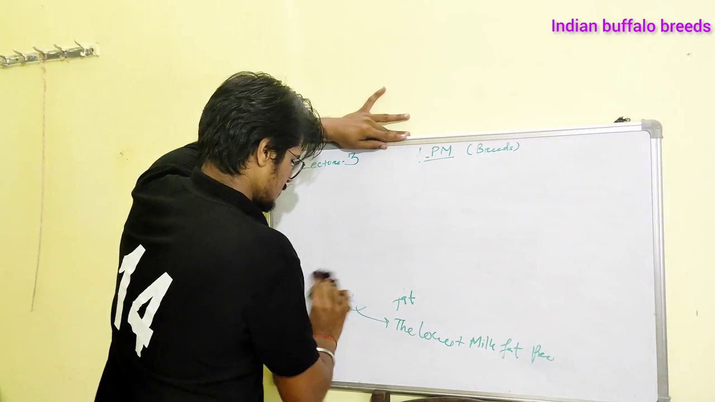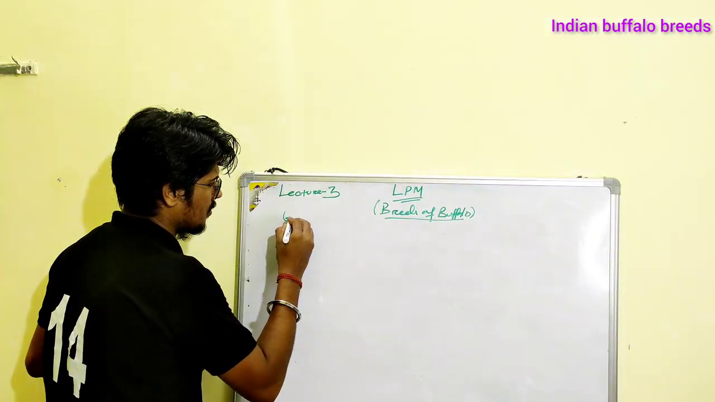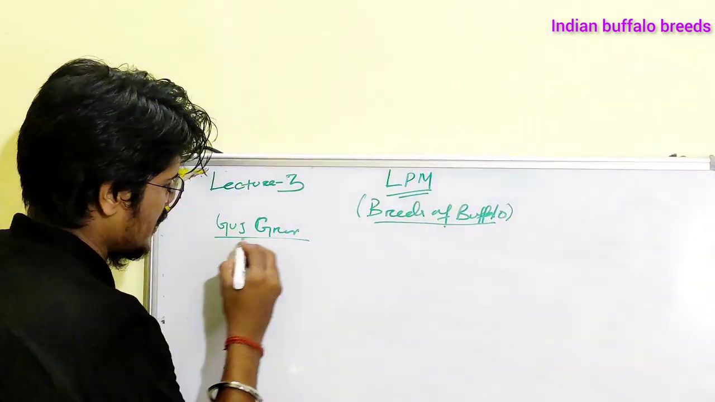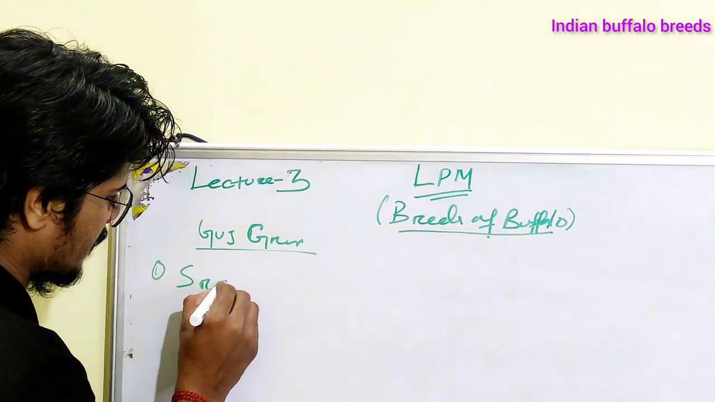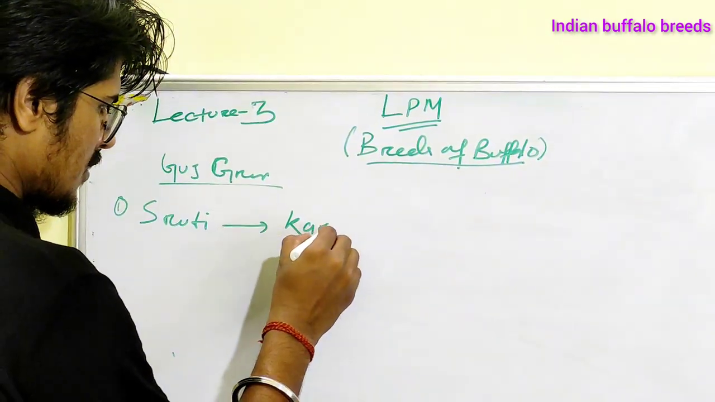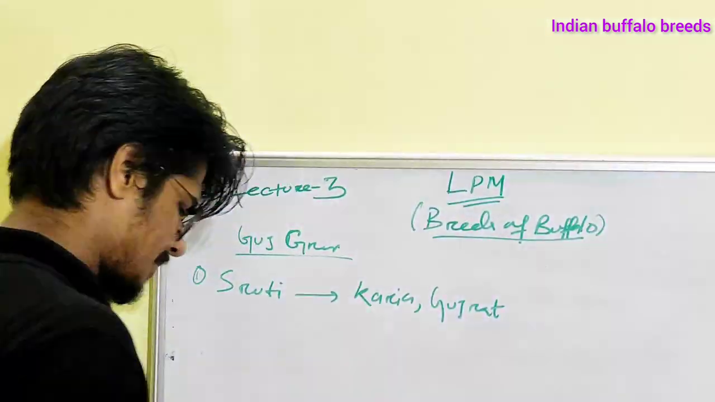Stop. The next breed is from the Gujarat group, that is Surti, from Kaira, Gujarat.